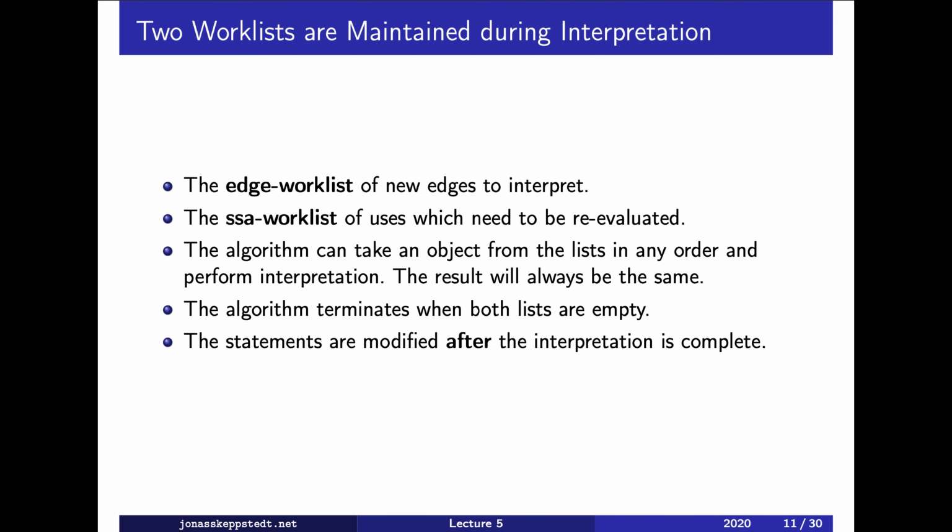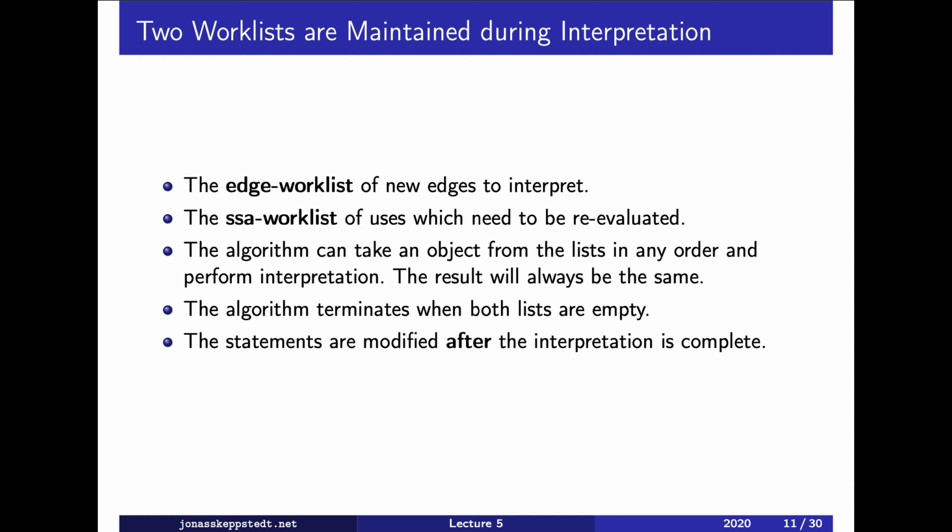Okay, so the constant propagation algorithm uses two work lists. First of edges in the control flow graph, and then of instructions which need to be re-evaluated if they are in a vertex which is executable. The algorithm can take elements from these work lists in any order, and it doesn't matter for correctness; the result will be the same. It's important to know that we do not modify the three-address code until after interpretation is complete, since we may think at the moment of this interpretation that the instruction produces a constant, but later think that it does not.